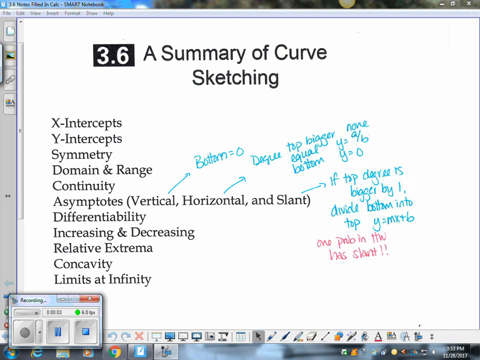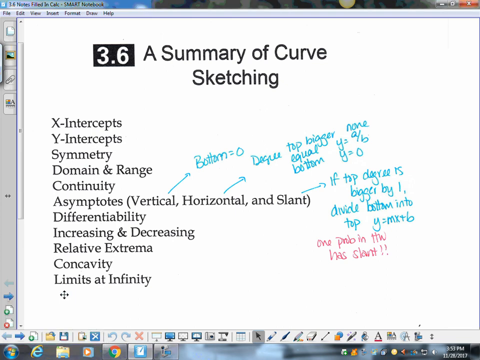So this lesson is going to wrap up everything that we've done as far as curve sketching goes. First derivative test, maxima, min, extrema, concavity, second derivative test. Going to have some intercepts, talk about some symmetry, domain and range, some asymptotes. Just kind of put it all together into one ginormous problem.